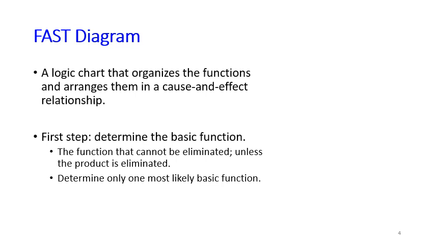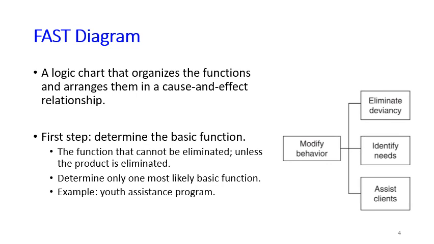So sometimes when we think about a product, we think that the product has a lot of basic functions, or at least there are several. Now in the value engineering context, they want us to think about just one most likely basic function. For example, in the Youth Assistance Program study, when they first thought about this basic function, they came up with three functions: eliminate deviancy, identify needs, and assist clients. They think all these functions are basic functions.